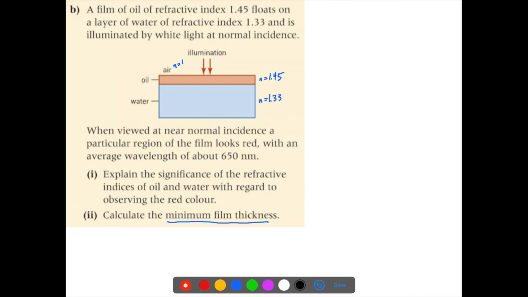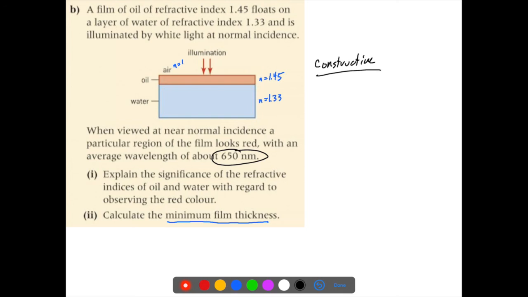So why would the film look red? Well, the film would look red because the red bouncing off is constructively interfering. And if the red bouncing off is constructive, then we want constructive interference of that red wavelength.